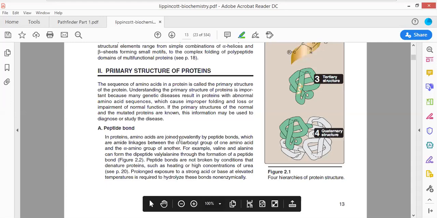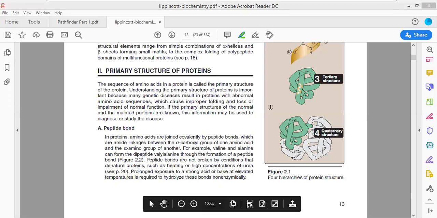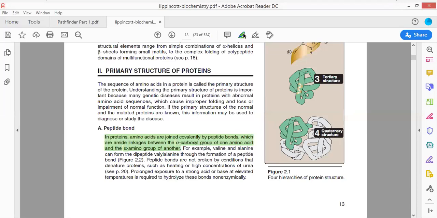In protein, amino acids are joined covalently by peptide bonds, which are amide linkages between the alpha carbonyl carbon atom of one amino acid and the alpha amino group of another amino acid. So, what happens in the case of proteins? In the case of proteins, amide linkages are produced. How are these amide linkages produced? Amide linkages are produced between the alpha carbonyl group of one amino acid and the amino group of another amino acid. When both the alpha carbonyl carbon of one amino acid and the amino group of another amino acid are linked, it leads to the formation of a peptide bond.